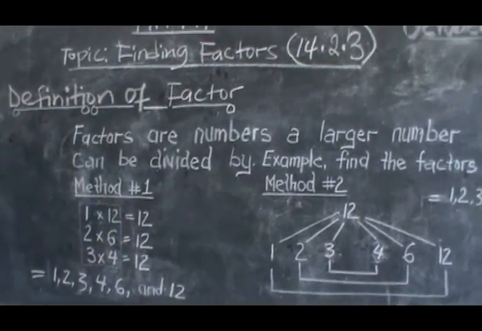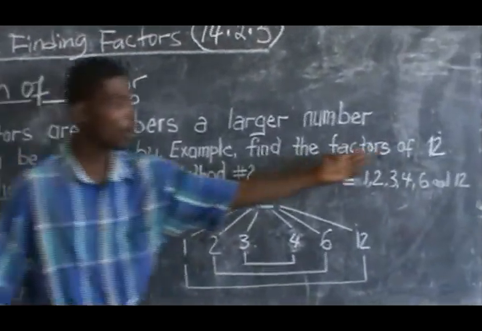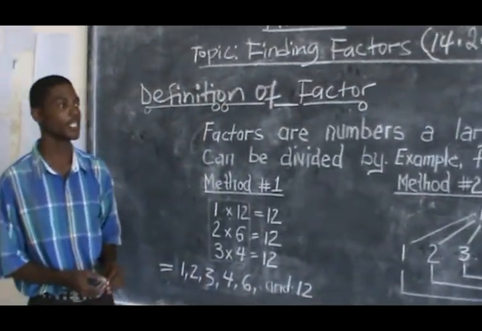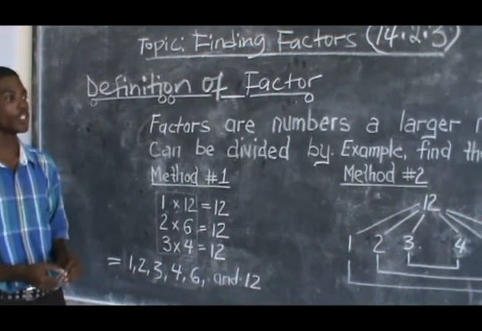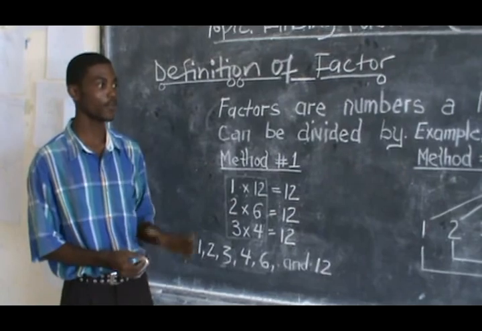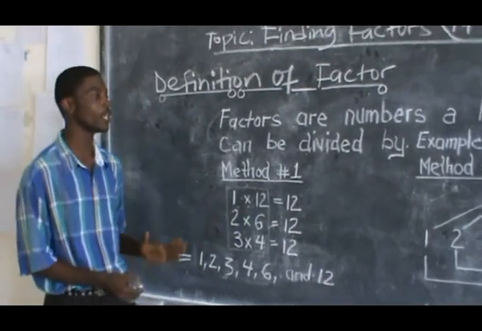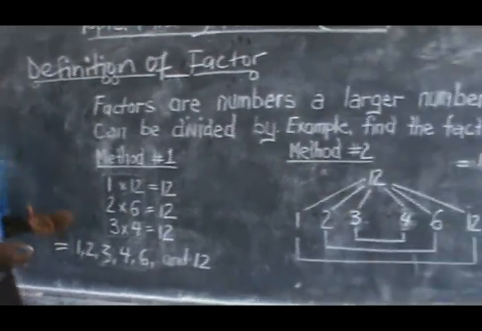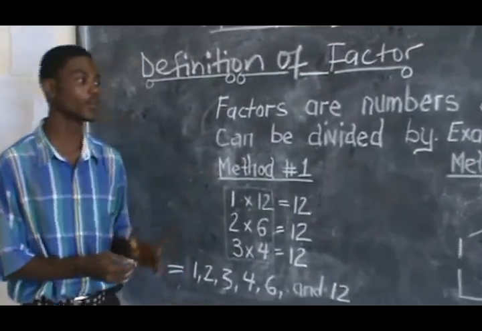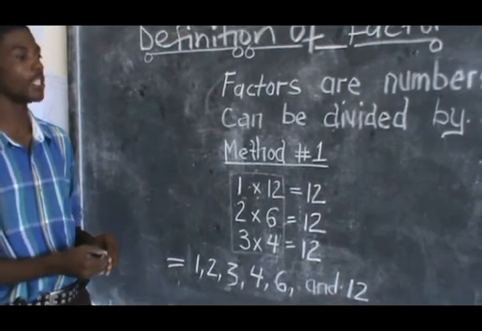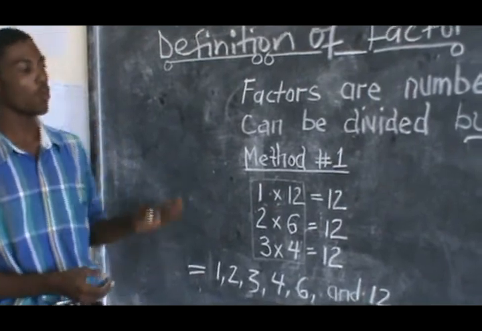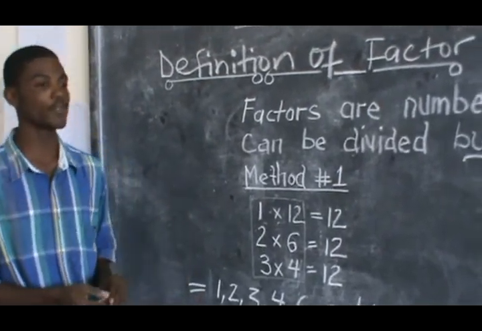Example, find the factors of 12. 12 is a larger number and we are asked to find the factor. I will be showing you two methods. There are several methods, but for today we will be dealing with these two methods. And for method 1, in order to find the factor, we have to list the multiples. That is the number that we can multiply to be 12, starting with 1 onwards to 12 itself.